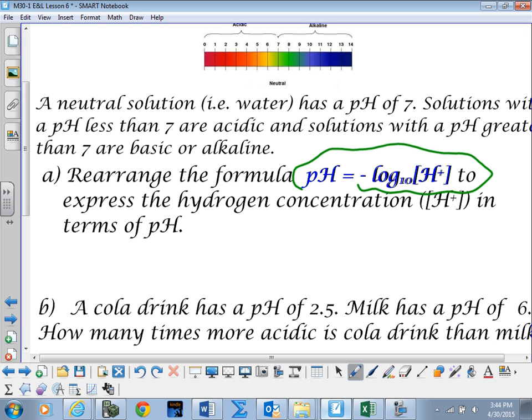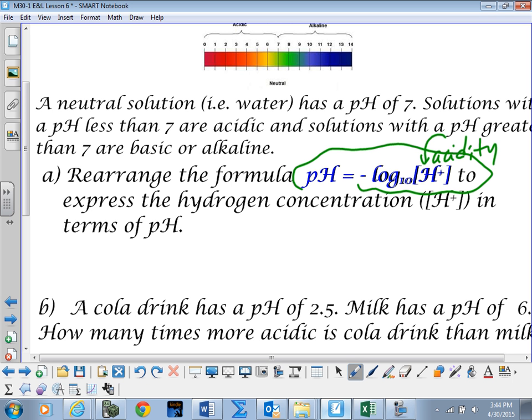Now if we rearrange this, it makes these questions a lot easier. Sometimes you're given the pH, sometimes you're given the hydrogen concentration. This is the acidity. This hydrogen concentration is referred to as the acidity of a substance.